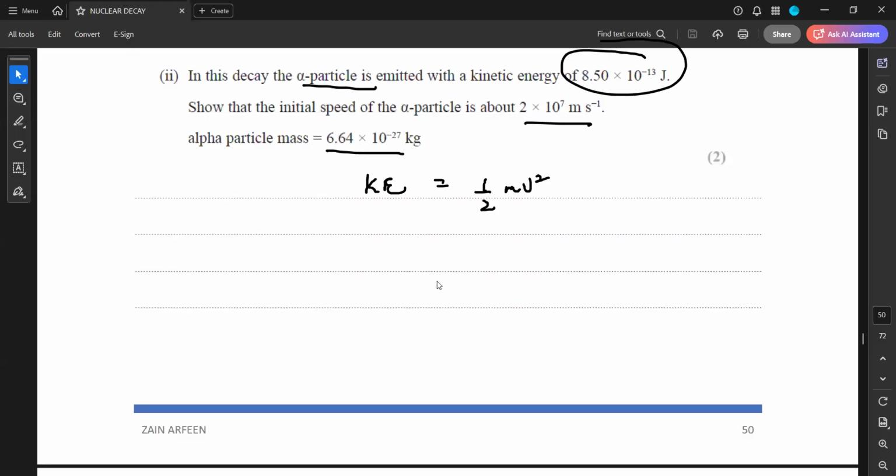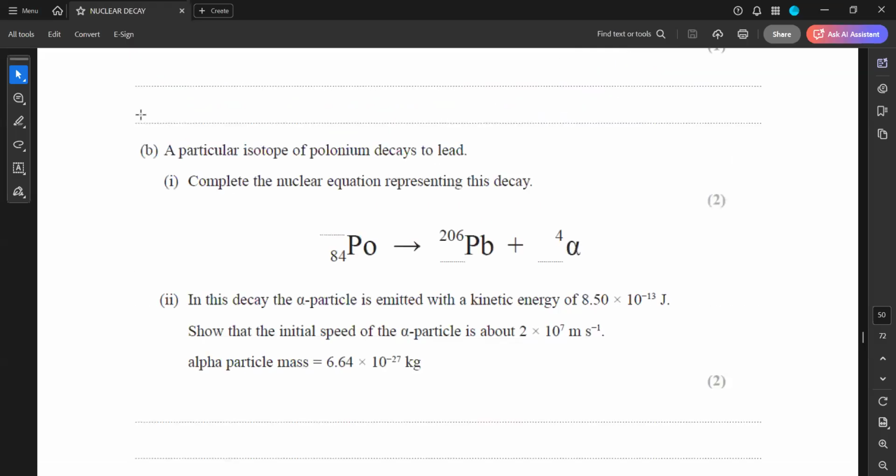In the previous one, no, this should be 82. By mistake, I wrote 86 there. This should be 82, and 210. The nucleon number decreases by 4 and the proton number decreases by 2. This should be the case.